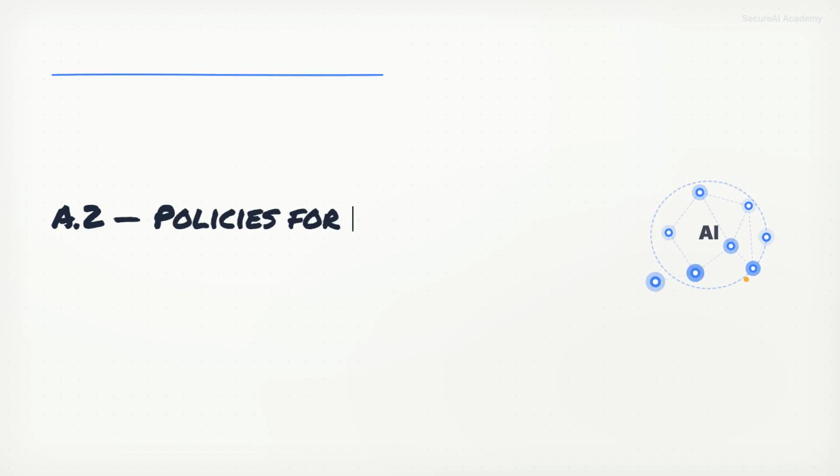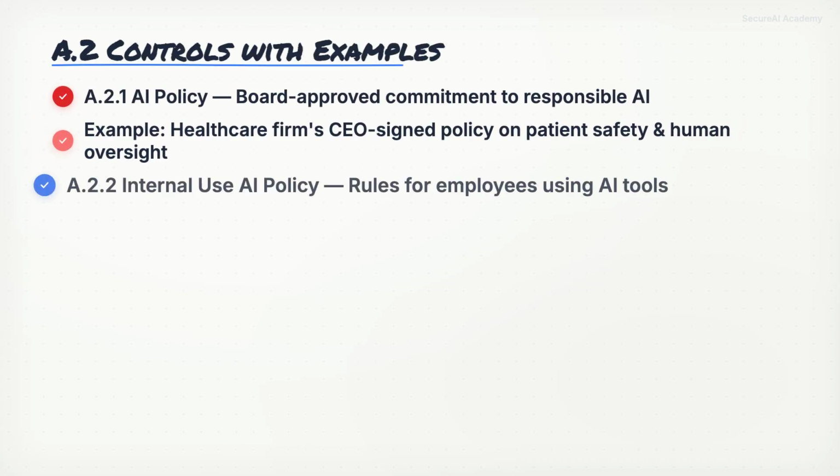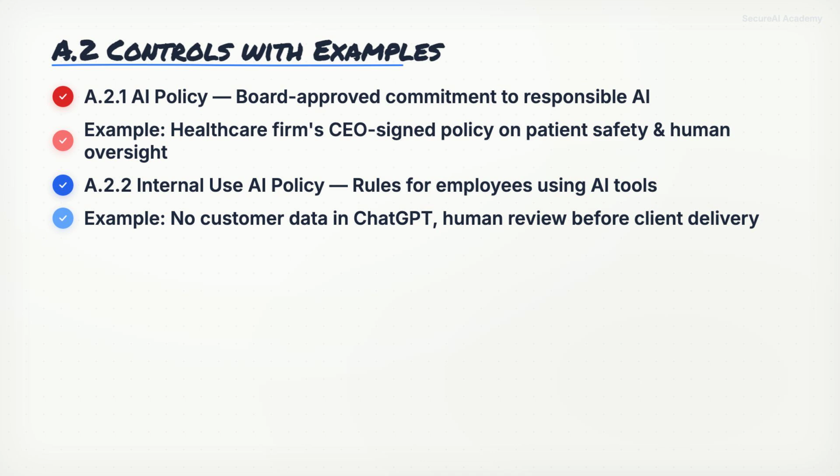Domain A2 covers AI policies, the foundation of your AIMS. Think of them as your organization's constitution for AI. There are 2 controls here. Control 1. AI Policy. This is a board-approved document stating your commitment to responsible AI. Example: a healthcare company publishes a policy signed by the CEO stating, "We commit to using AI ethically, ensuring patient safety, maintaining human oversight of all clinical AI decisions, and complying with medical device regulations."